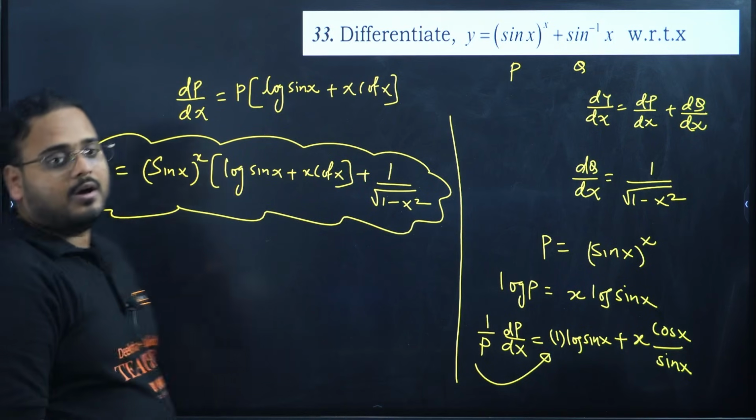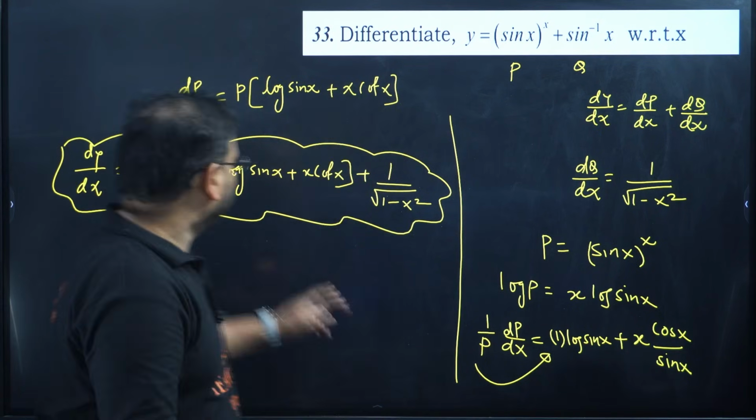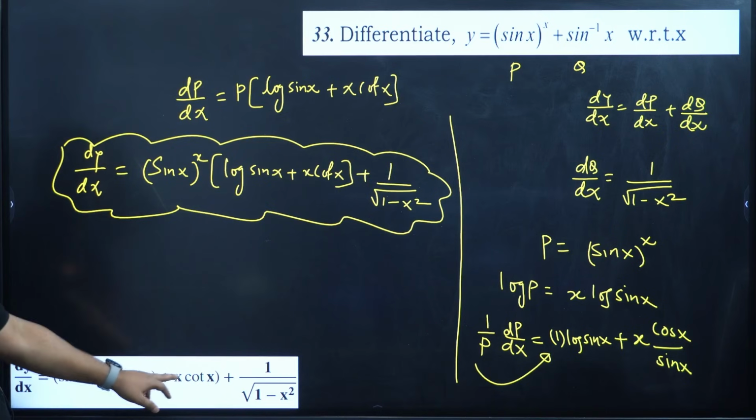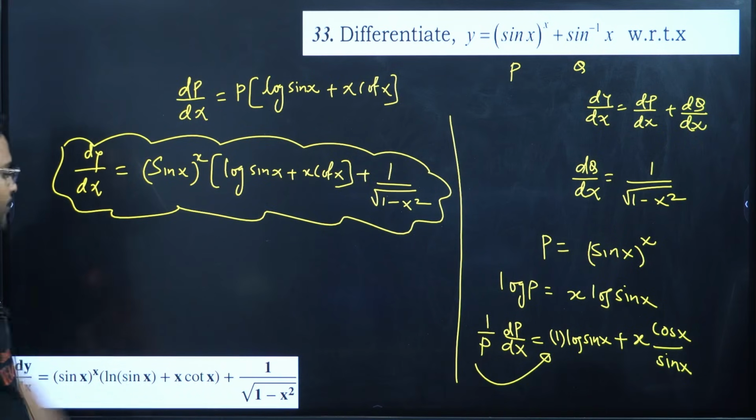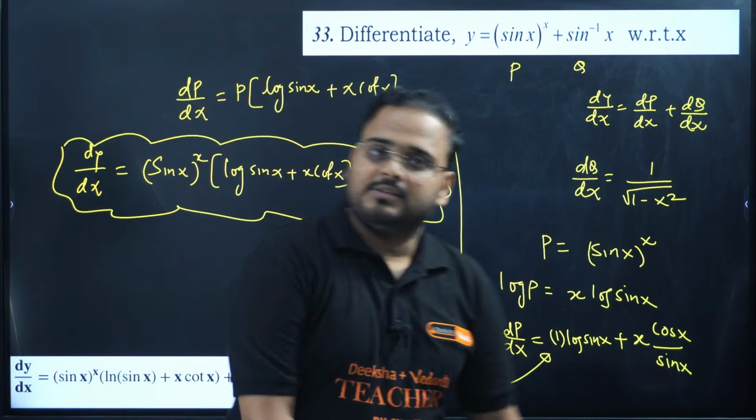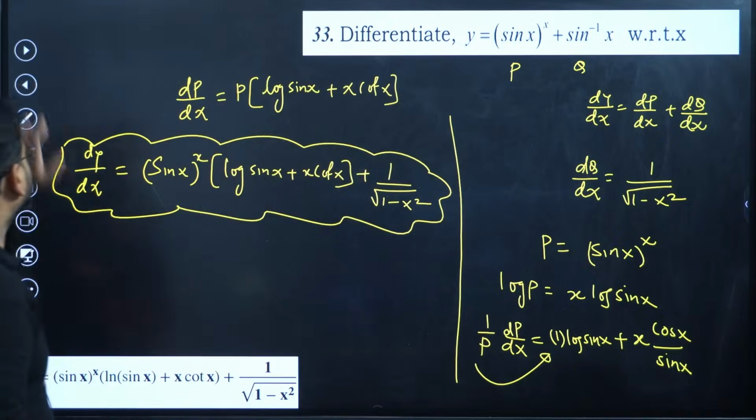This is your final answer. Please check: log sin x plus x cot x plus 1 upon root of 1 minus x square. Simple question, 3 marker. Let's move on.